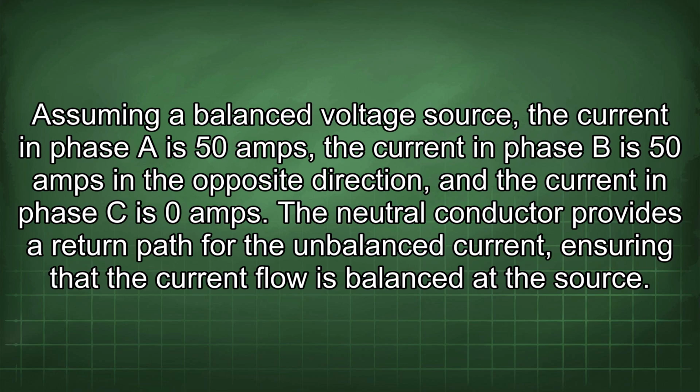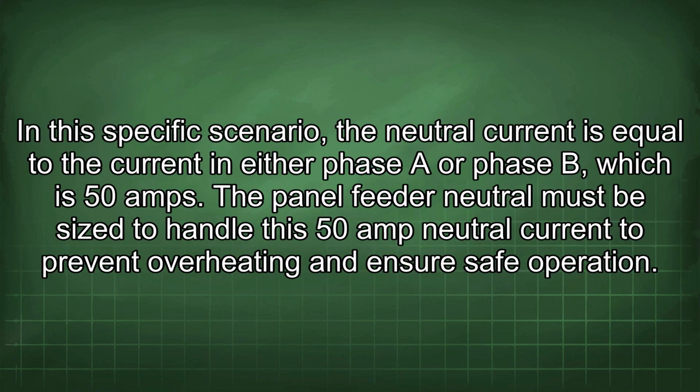The neutral conductor provides a return path for the unbalanced current, ensuring that the current flow is balanced at the source. In this specific scenario, the neutral current is equal to the current in either phase A or phase B, which is 50 amps. The panel feeder neutral must be sized to handle this 50 amp neutral current to prevent overheating and ensure safe operation.